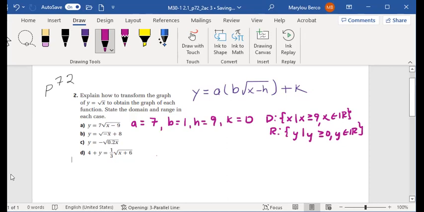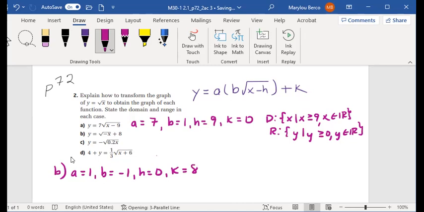And that's for A. If we look at B, we have a is equal to 1, b equals negative 1, h equals 0, and k equals 8. Now the graph of root x is reflected in the y-axis and translated 8 units up.